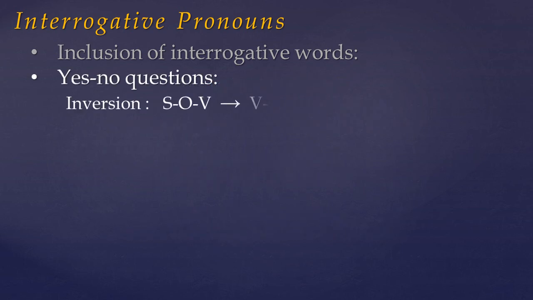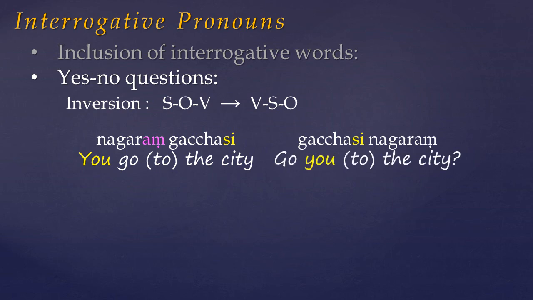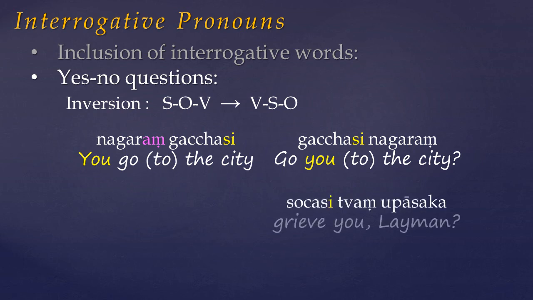Occasionally, word order is used to indicate a question. Placing the verb first in a sentence can render it interrogative. So if the straight indicative sentence is you go to the city, then placing the verb first we get go you to the city? But note that a verb can come first just to add emphasis, so when we're faced with a sentence where the verb comes first, we have to decide by the context whether it's a question or whether it's merely emphatic.